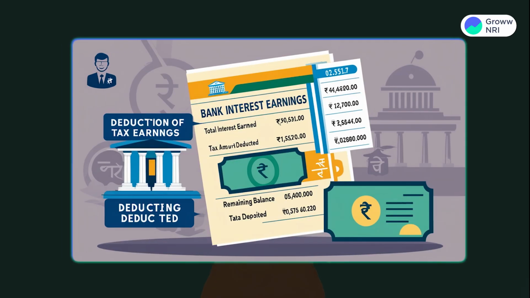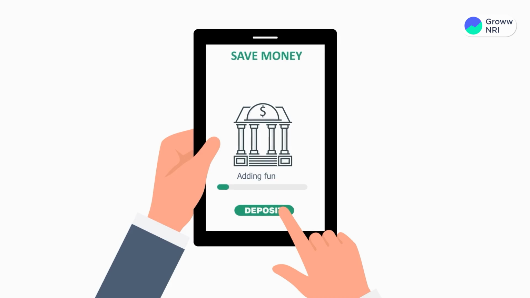Say when a bank deducts the tax on interest earnings before depositing the remaining amount of interest into your bank account. You need to file an income tax return to reclaim any excess TDS amount if more tax has been deducted than you actually owe.